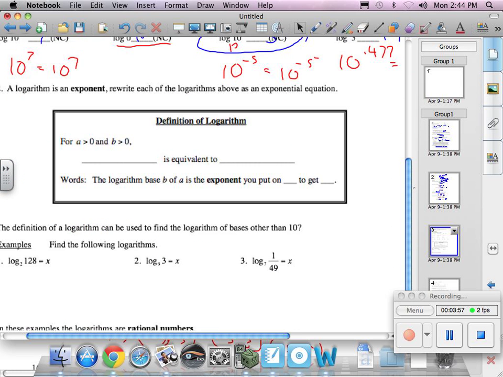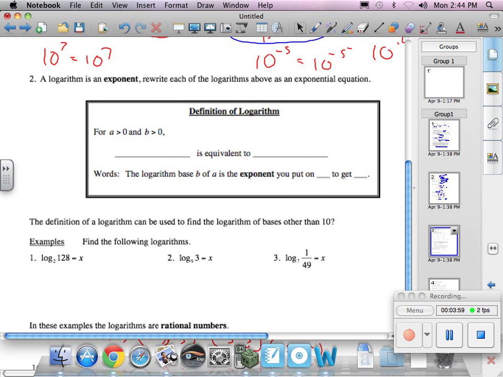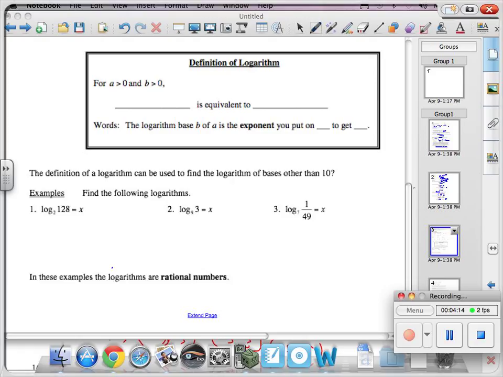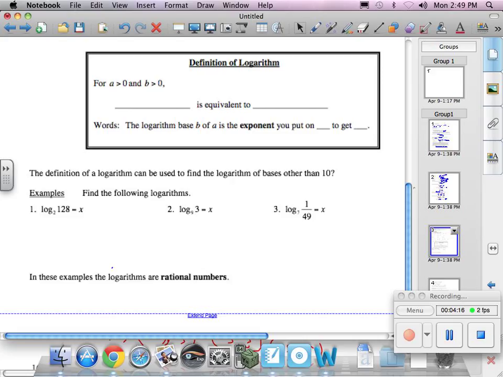Anyway, so a logarithm is an exponent. Okay, definition of a logarithm. All right, so for all values, so definition of a logarithm, right?